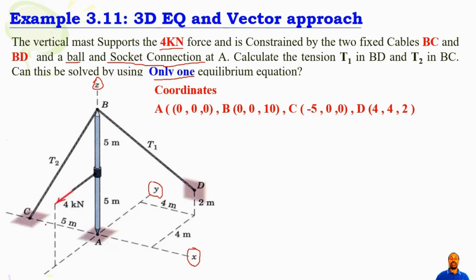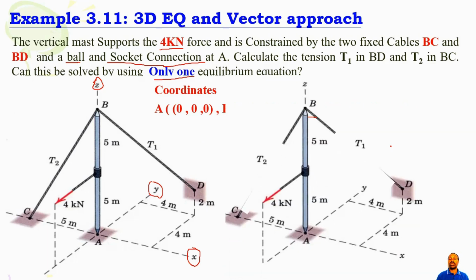Then again, you have C. C is this one, to the backward of X, so you have negative 5. The rest 0, 0. And coordinate of D will be 4 in the X direction, 4 in the Y direction, and Z is 2. 2 meters will go up. So these are the coordinates. So once you find out the coordinates, then you will follow the free body diagram. T2 is exerting in this direction up to C, and T1 is going to D.